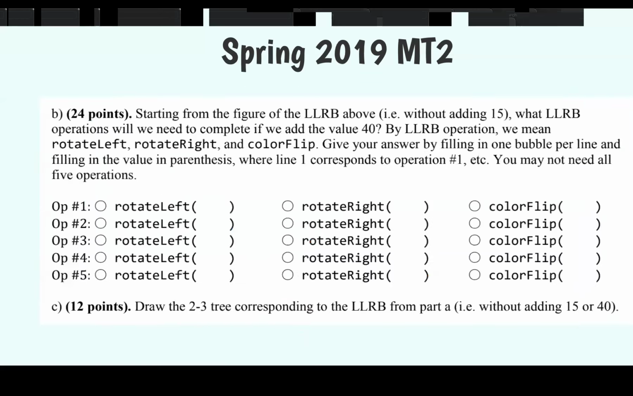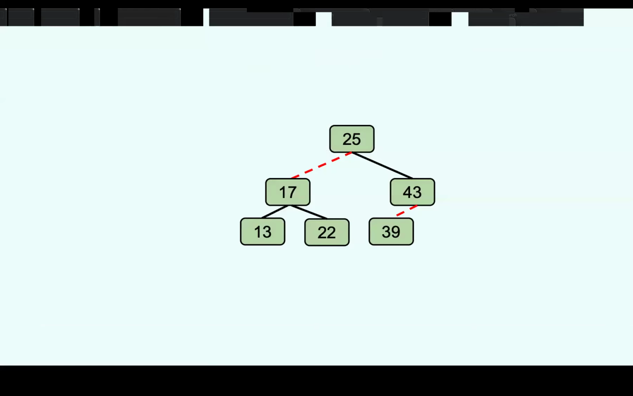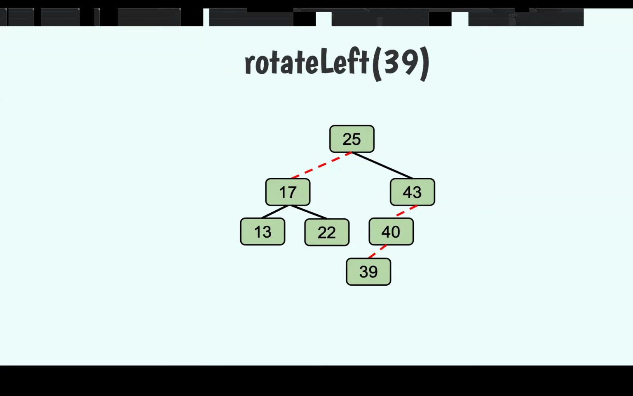Okay, and then this is the next question. Starting from the LLRB above without adding 15, what operations will we need to complete if we add the value 40? Here is what we're starting out with, and we can go through this problem together, and you can say what you think we need. First, we're going to insert 40 in as a right-leaning link. First, you have to rotate 39 left. Yeah, I heard rotate 39 left, because the problem is you have 2 red links.